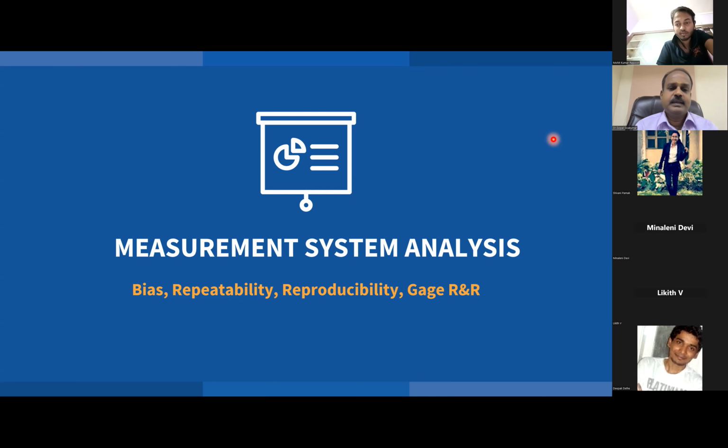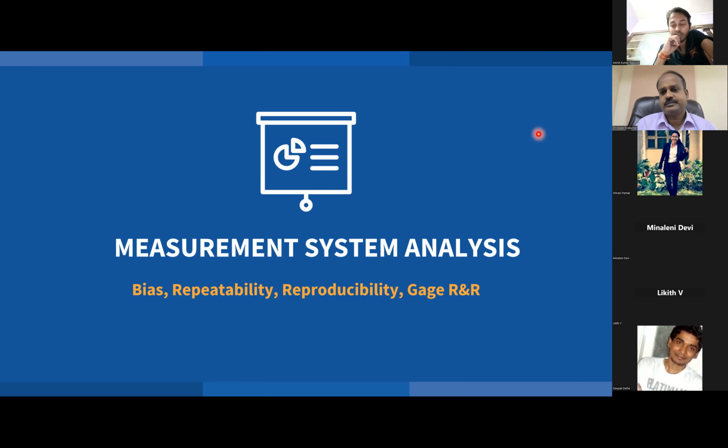Yes, sir. But which is more dangerous? Bias is more dangerous. Bias means inaccuracy. And repeatability error, reproducibility error, and the combination of the two is known as gauge R&R. Gauge R&R is nothing but error due to inconsistency. When you look at the chat box, the readings are not matching, isn't it? Each one of you typed one value. That is called inconsistency. Which is more dangerous, inconsistency or inaccuracy?